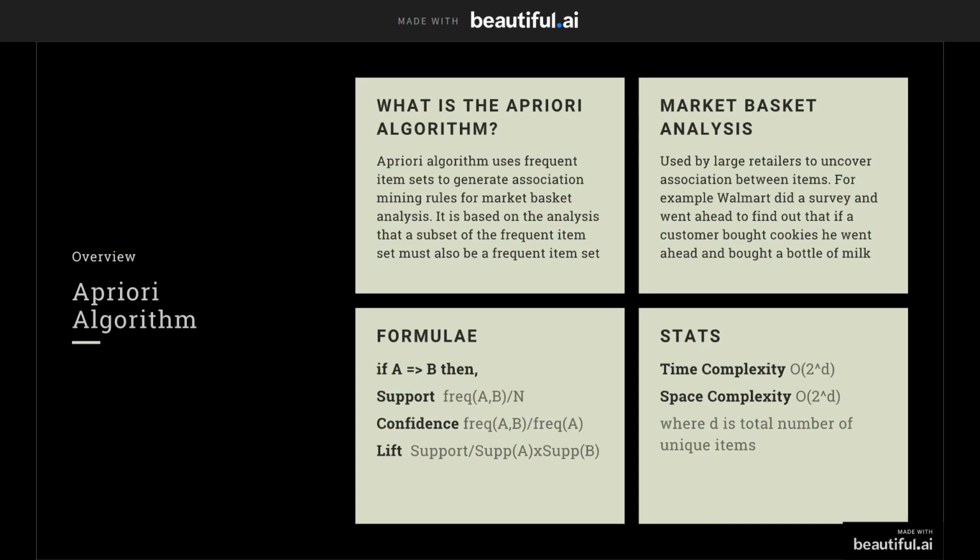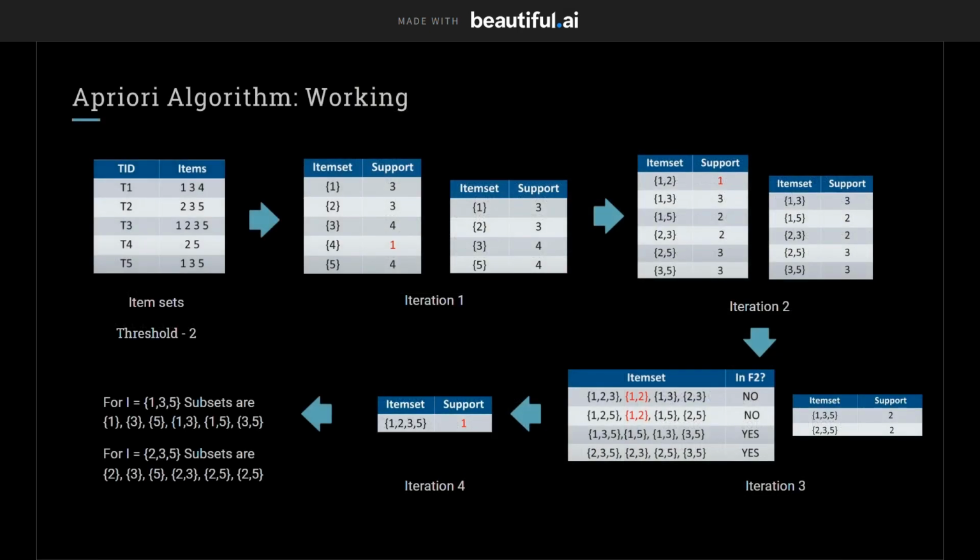And when we consider space complexity, we know that the first step is used to store DC1 item sets, second is used to store DC2, third DC3, and so on until DCD. So when we sum the above terms, we get 2 power D minus 1, which is O of 2 power D. Let's look into the working.